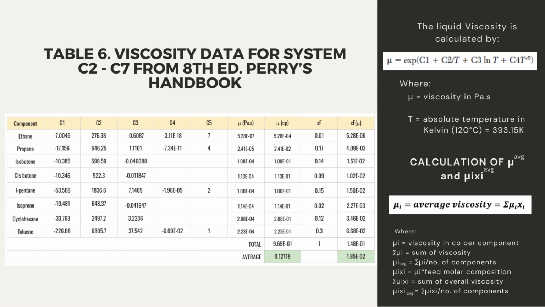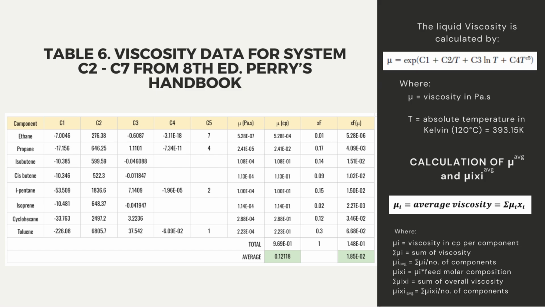Given the temperature of 120 degrees Celsius, we convert it to Kelvin as 393.15 Kelvin. The values of C1 to C5 are constants provided in the handbook. As indicated in the table, we convert the viscosity from Pascal second to centipoise, using the conversion factor of 1 Pascal second equals 1000 centipoise.